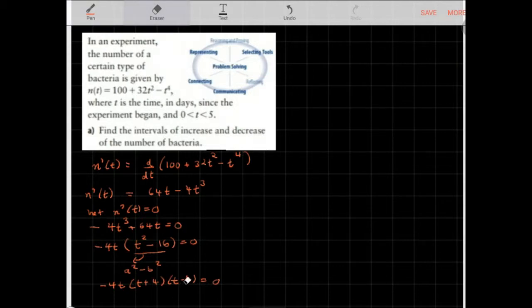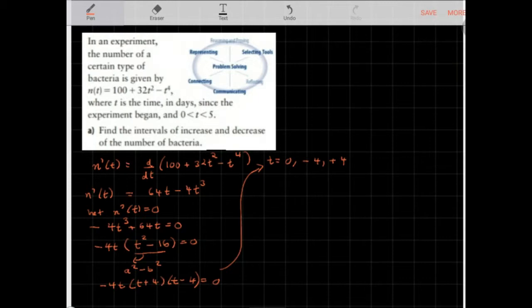Let's just clean that up there. My penmanship just isn't too great today, is it? Alright, so this is the factored form of the derivative function, and you can see that the values of t that make the first derivative function equal 0 are 0, negative 4, and positive 4. So these are your critical numbers. Once you have your critical numbers, you want to find intervals of increase and decrease.